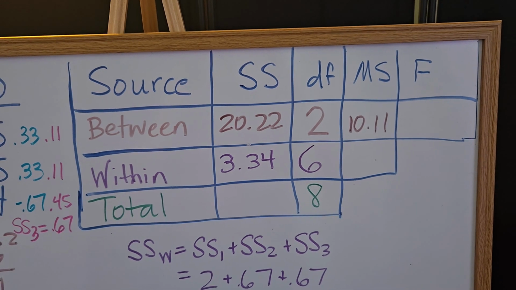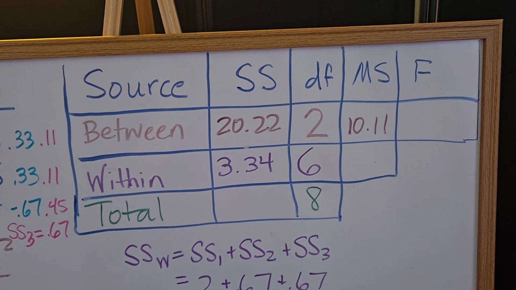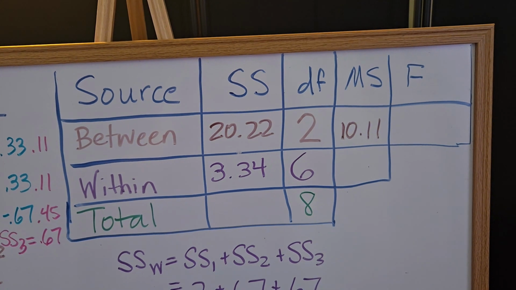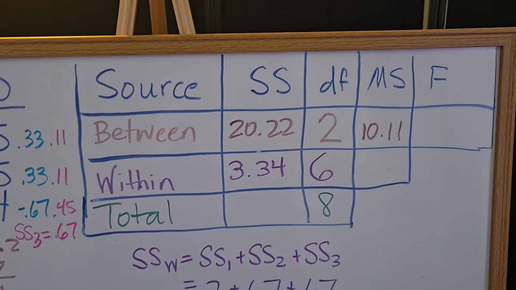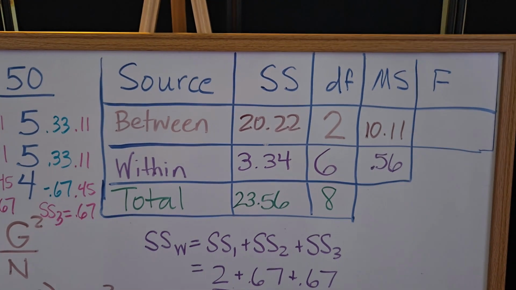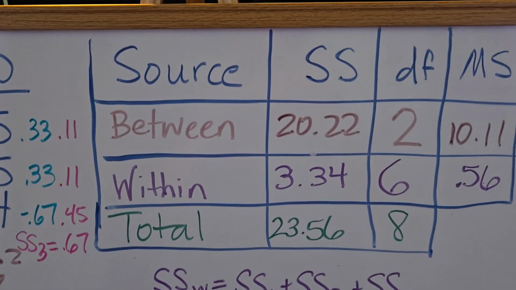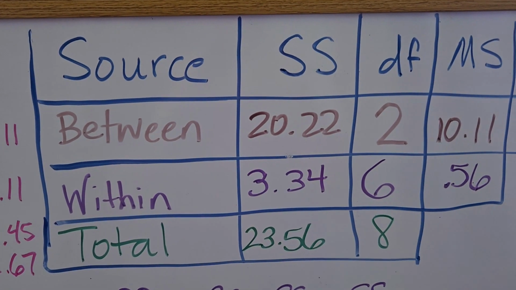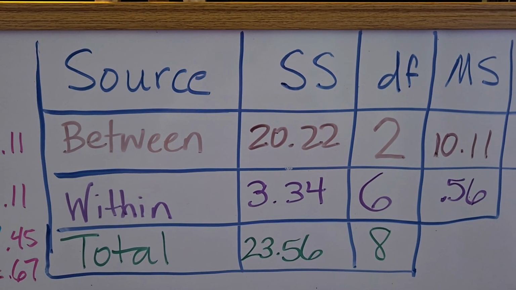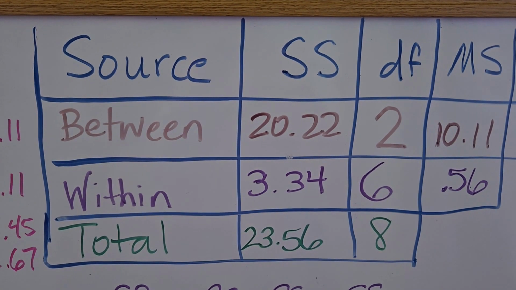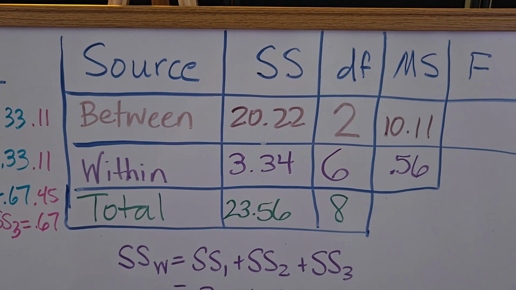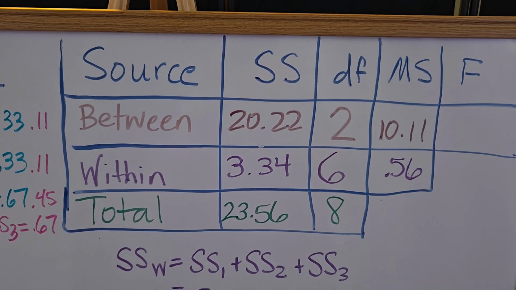Since we have now filled in the sum of squares within and the degrees of freedom within cells, we can now compute sum of squares total and our mean squares within. All right, so we've got more of our table filled in. So the way we got sum of squares total is we just added up sum of squares between with sum of squares within. We get 23.56 because 20.22 plus 3.34 equals 23.56.